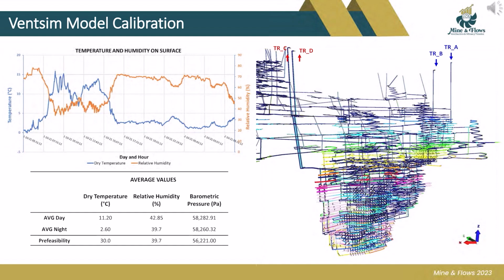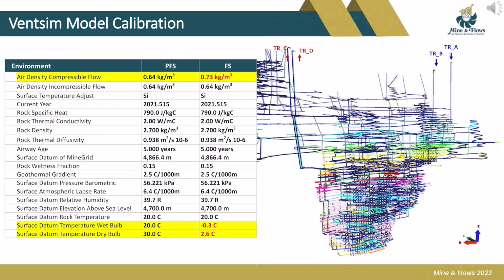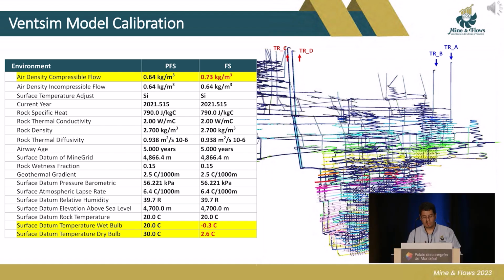From the monitoring data, a new configuration for the Ventsim model was evaluated using the average of the night conditions as representative values. This resulted in an increment of 14% of the air density, impacting the previously estimated power consumption.